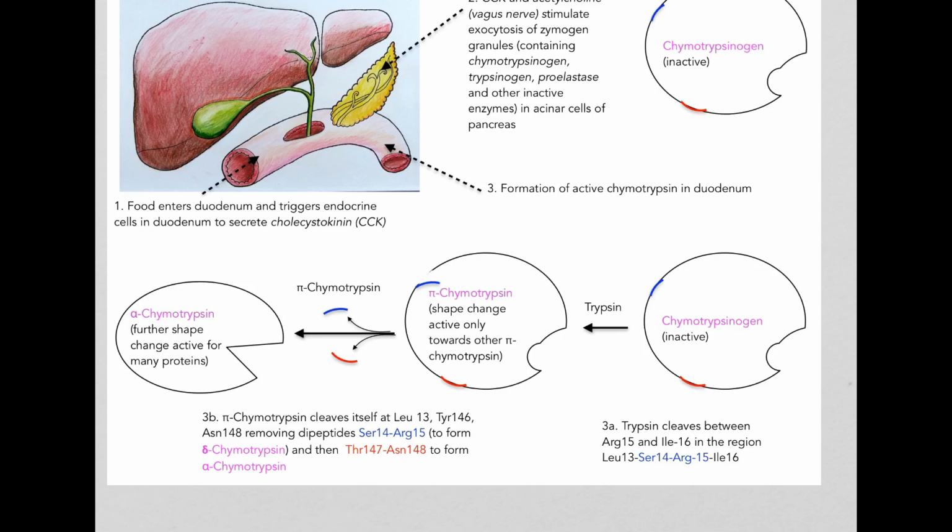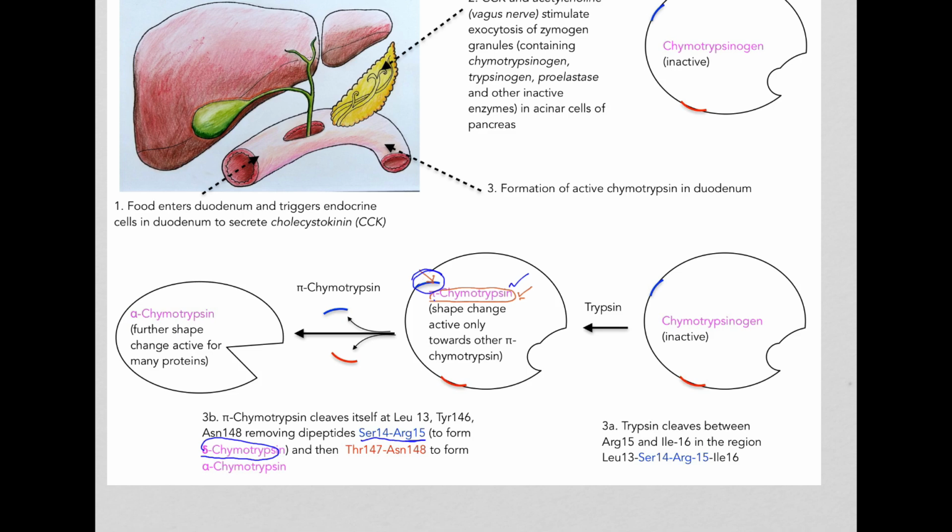So breaking of this peptide bond will convert the inactive chymotrypsinogen zymogen into pi-chymotrypsin, another form of chymotrypsin where the peptide bond is broken here, and this is called pi-chymotrypsin. Now once the pi-chymotrypsin is formed, it will act on other pi-chymotrypsins and it will remove this dipeptide, serine 14, arginine 15, and that forms delta chymotrypsin.